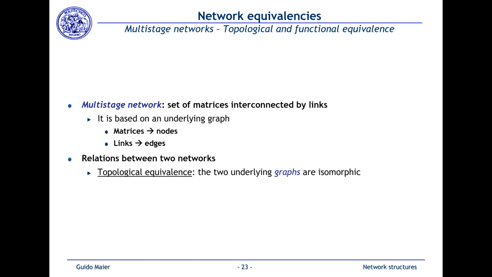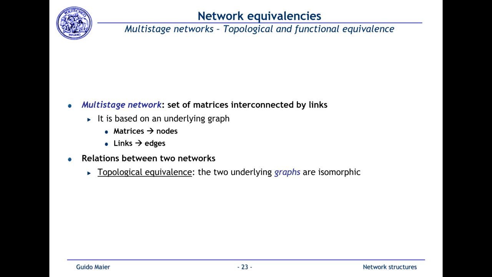If you change the pattern of inlets and outlets, for example, inserting interstage links before the inlets and after the outlets, this has no impact on the underlying graph, because you are not adding other switching matrices, so you are not adding other nodes.